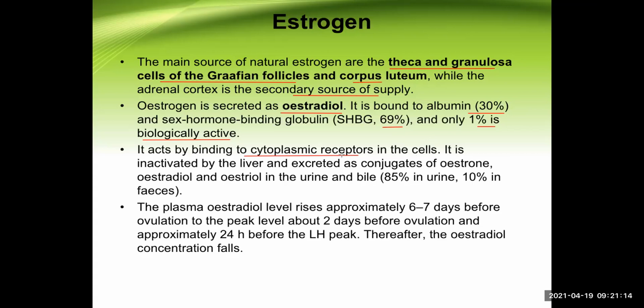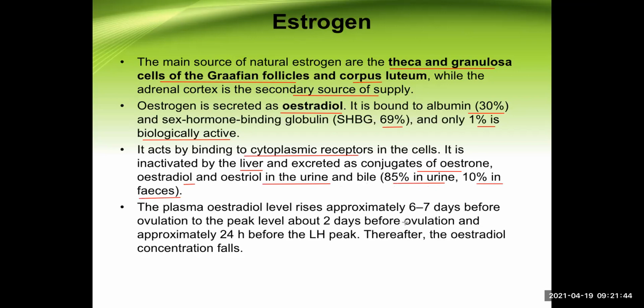They act there, and the receptor hormone complex will move into the nucleus, and then it will modify the functions of the genes there, and doing that, it will show its action. It is inactivated by the liver and excreted as the conjugate of estrone, estradiol, and estriol in the urine and bile. 85% is excreted in the urine and 10% in the feces.